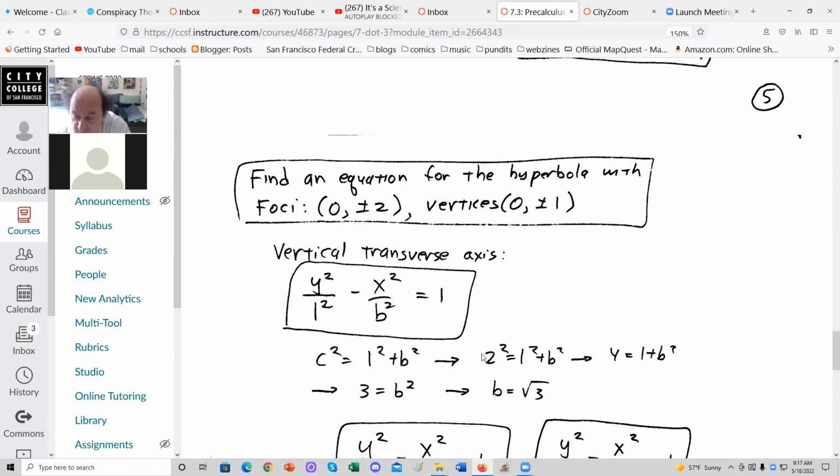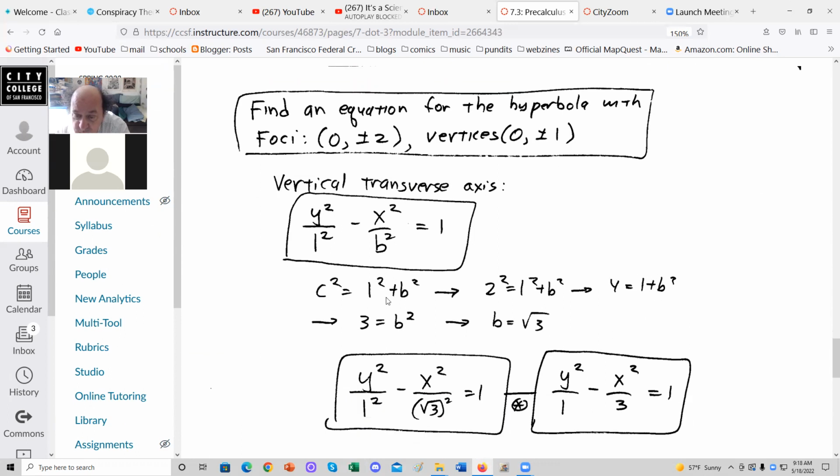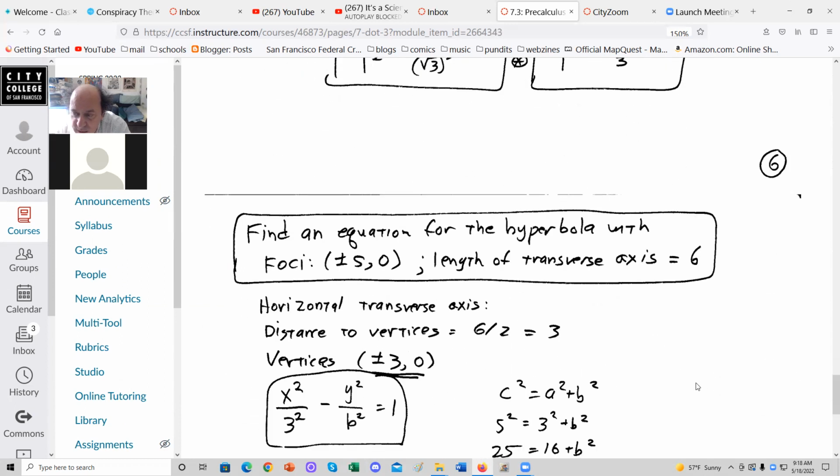So c is 2. c squared is 1 squared plus b squared. That's 2 squared equals 1 squared plus b squared. So 4 equals 1 plus b squared, 3 equals b squared, b equals root 3. So put the 3 here. y squared over 1 squared minus x squared over root 3 squared equals 1. Or equivalently, y squared over 1 minus x squared over 3 equals 1. That's the equation of the hyperbola.